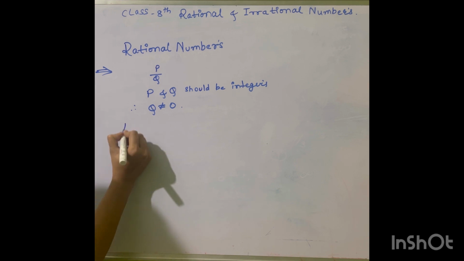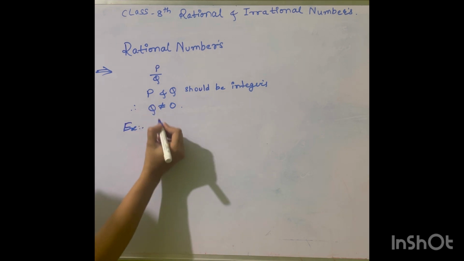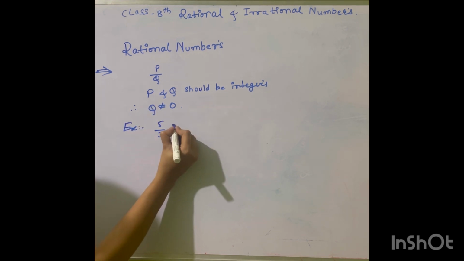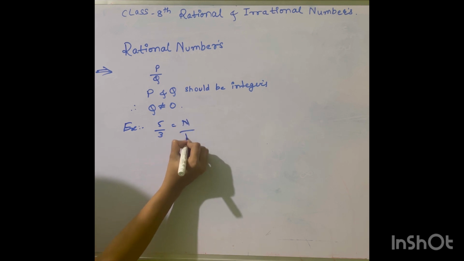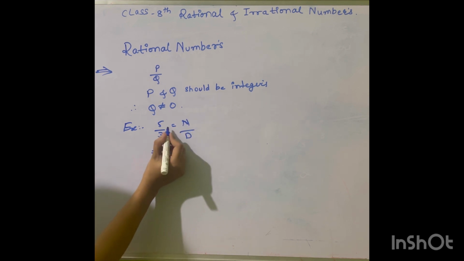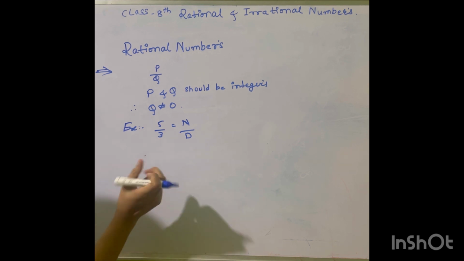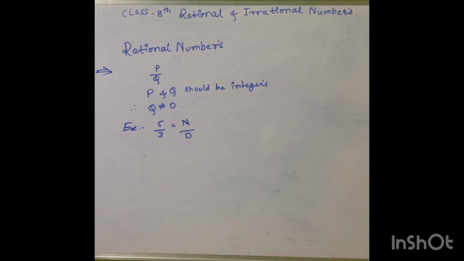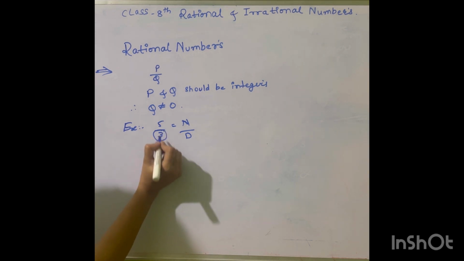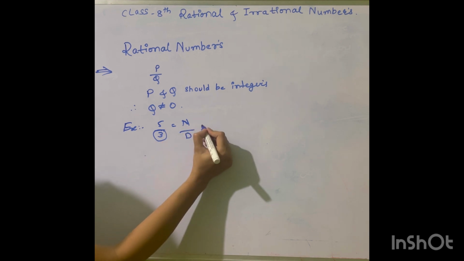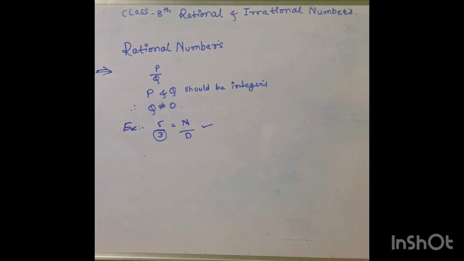So let's see an example here. 5 by 3. Here the numerator and denominator: the numerator is an integer, yes, and the denominator is also an integer, yes. And the denominator here is not equal to 0. So yes, it is a rational number.